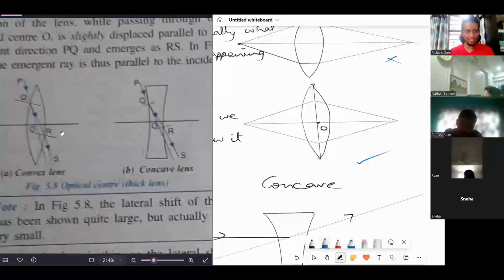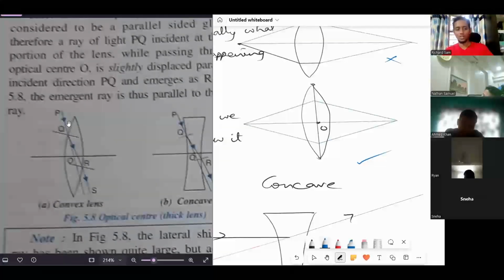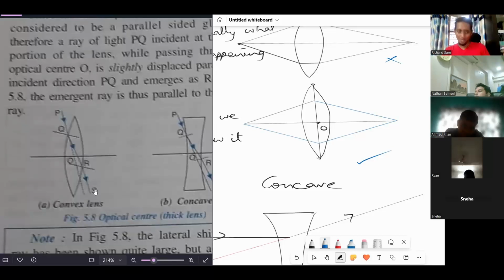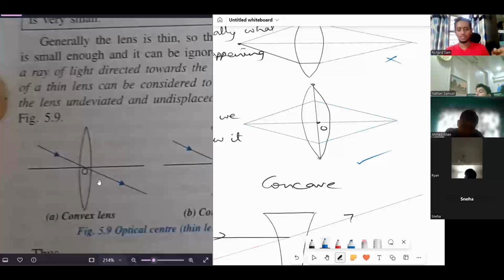I'll say that again. This is what's happening in reality. When a ray passes through the optical center, there are two deviations, but the incident ray and the emergent ray are parallel to each other. And because of that, we just ignore that and we just draw it like this. Through the center, no deviation at all.